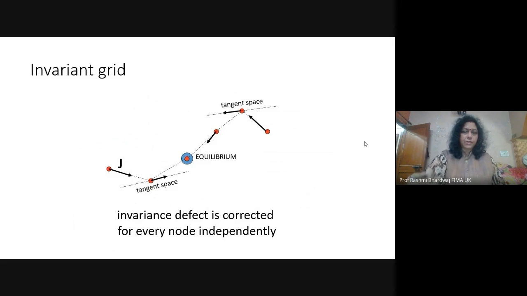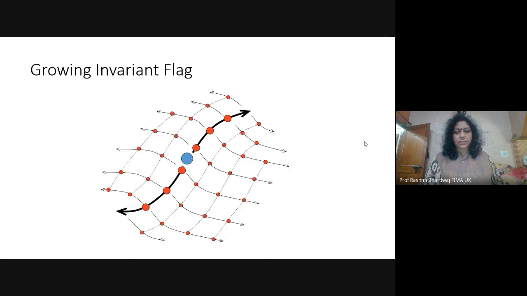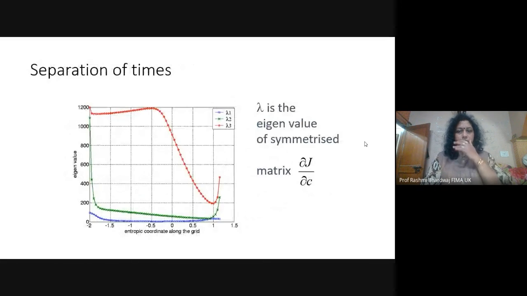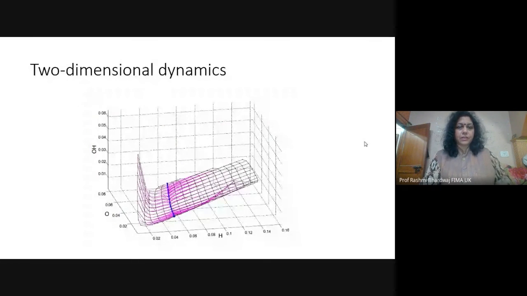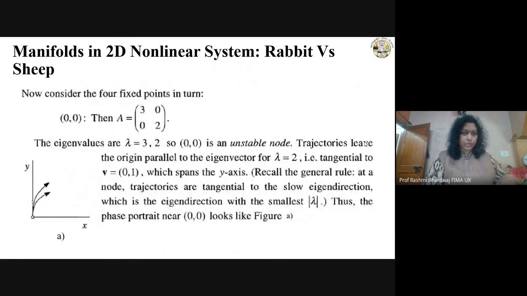So you have the tangent space. This is an equilibrium point. If the trajectories are moving towards that, you get a complete node. And if they are moving away, then it is an unstable node. It would be very good to go into detail about these, but we have studied these in one case, rabbit versus sheep. I am not going into much detail, only showing you this one.